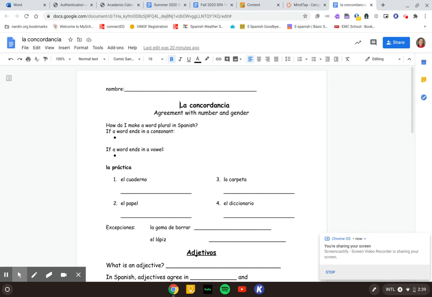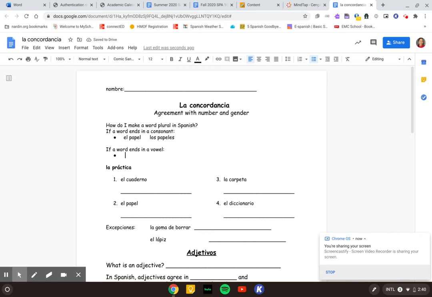In this video, I will be talking about concordancia, adjective agreement with number and gender in Spanish. So remember, in Spanish, if we want to make a word plural and it ends in a consonant, for example, papeles, we would change el papel to los papeles. So what we do is we add an es to our consonant.